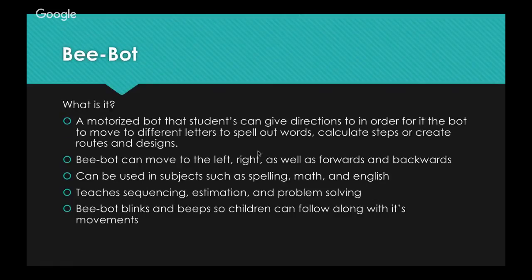The next is Bbot. This is a motorized bot that students can give directions to in order for the bot to move to different letters to spell out words or calculate steps or even create routes and designs. The Bbot can move to the left, right, as well as forwards and backwards, and it can be used in subjects such as spelling, math, and English. It teaches sequencing, estimation, and problem solving. And the Bbot blinks and beeps so that children are interacting and can follow along with its movements.